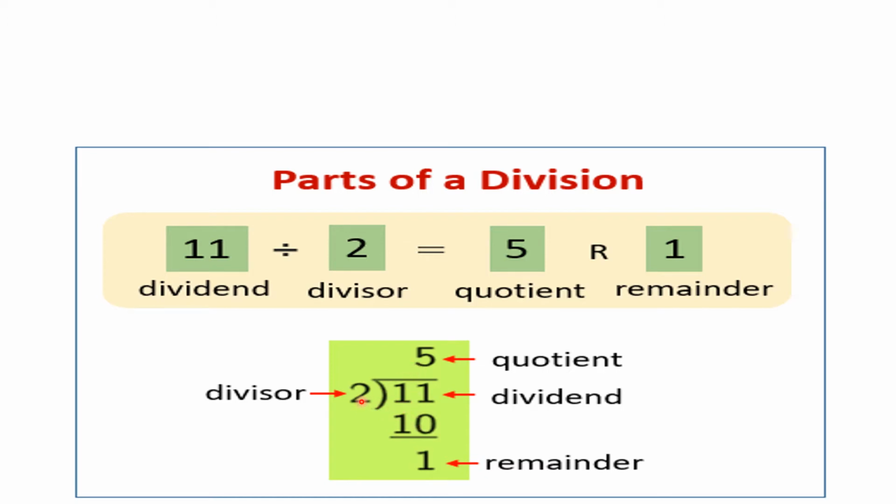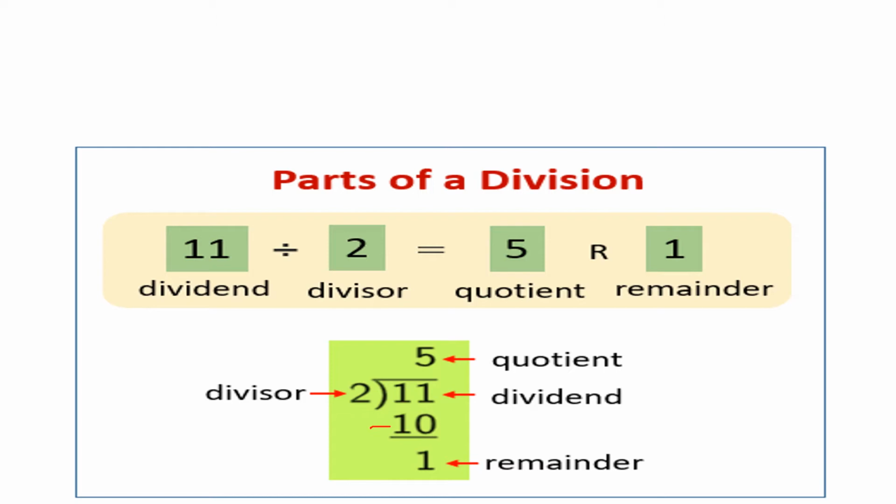So definitely not 6 2's. There will be 5 2's. It means 2 5's are 10. We will ask this question every time we divide: how many 2's do we require to make 11? So we have 2 5's are 10. We will write 10 here and subtract: 11 minus 10 is 1, and 1 is less than 2. So 1 is our remainder and 5 is the result of division, that is called the quotient.